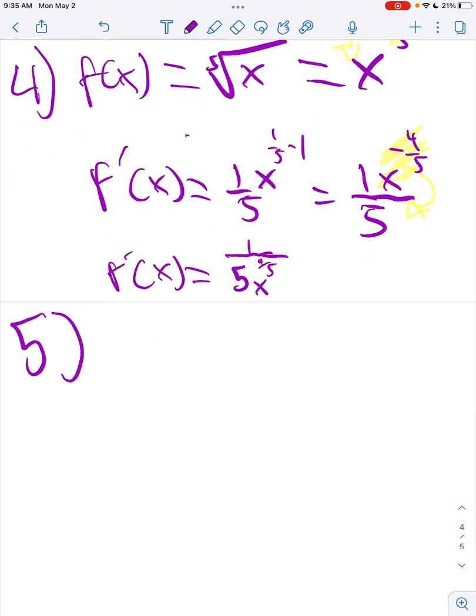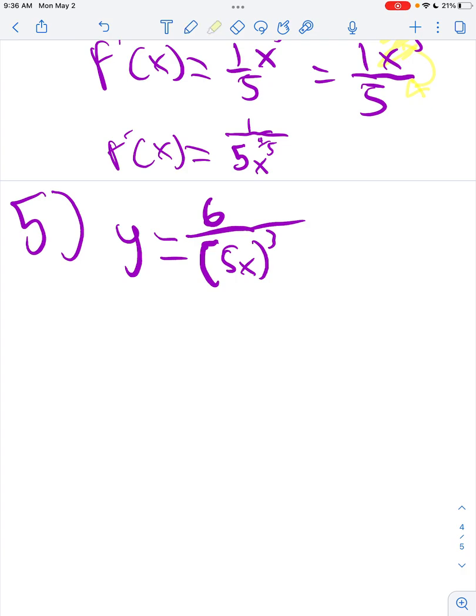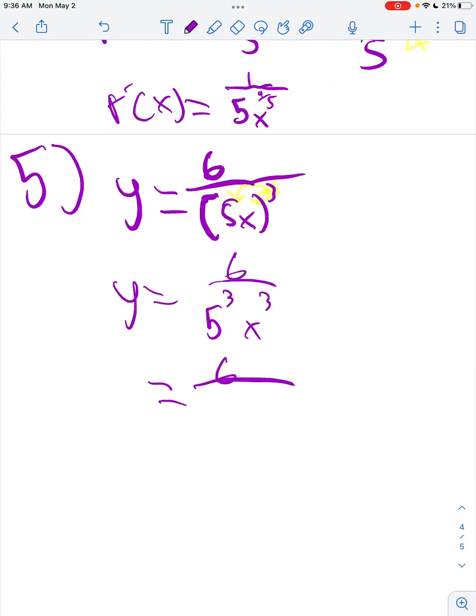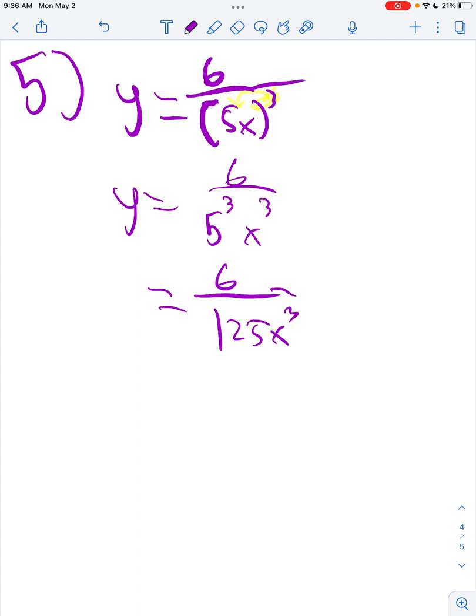Couple more examples here. Let's say that we have the function y equals 6 over parentheses 5x to the third. I'm going to distribute this power of 3 to both terms. So I'm going to rewrite this as y equals 6 over 5 to the third x to the third, which again can simplify to 125 x to the third. Now I'm going to move that x to the third to the top. So I'm going to get 6x to the negative third over 125.